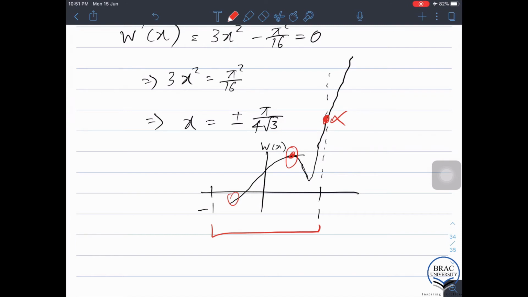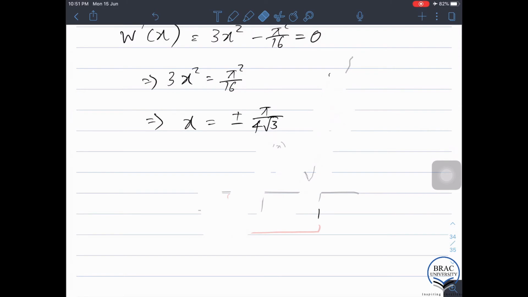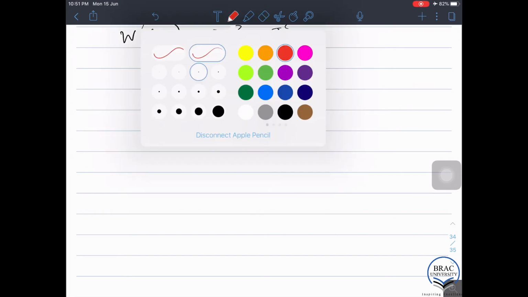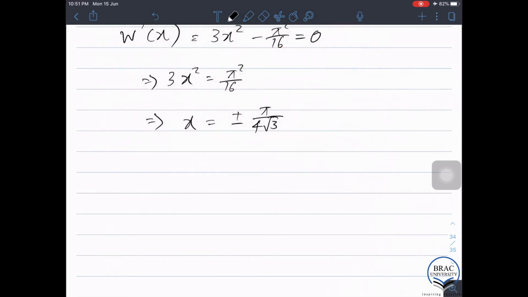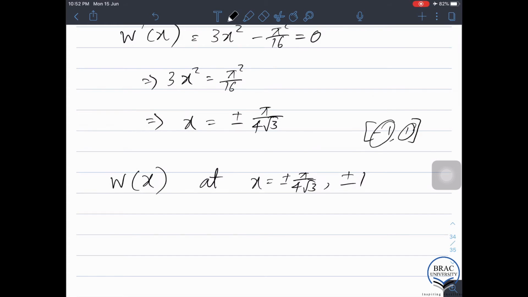All right, I hope that it is clear to you. So, corners. By corners I mean the value of the extremum points of the interval. What we have to do to find the maximum value of w of x is check the value of w of x at x equal to plus minus pi by 4 root 3, and also at plus minus 1, because I have to check at the corners. By corners I mean the interval. You have to check at these points as well, because of that counter example that I gave you.